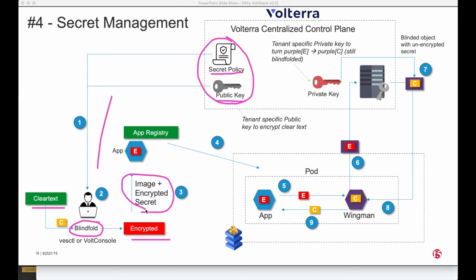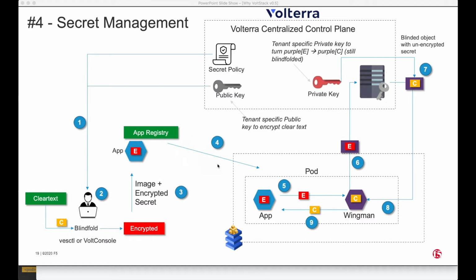In my demo later on, I'm going to put this encrypted secret as part of the config map so that my application can read it from the config map. When you deploy this application in the application registry, whenever you spin up the application, it will have the encrypted secret, and a Wingman sidecar will be automatically injected into the application. So in this application, there will be two containers: one is the application container, and the other one is Wingman.